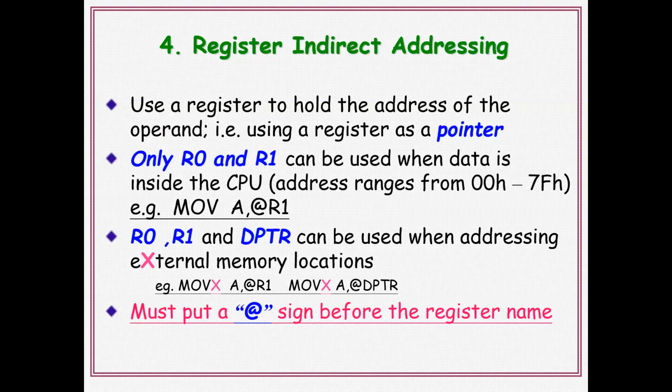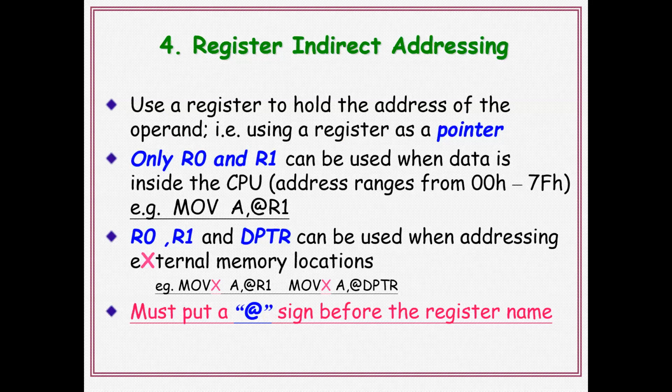Only R0 and R1 can be used when the data is inside the CPU. The address range from 00H to 7FH is called internal RAM. To access these address locations, I can use MOV A, @R1. Here R0, R1 and DPTR can be used when addressing an external memory location.